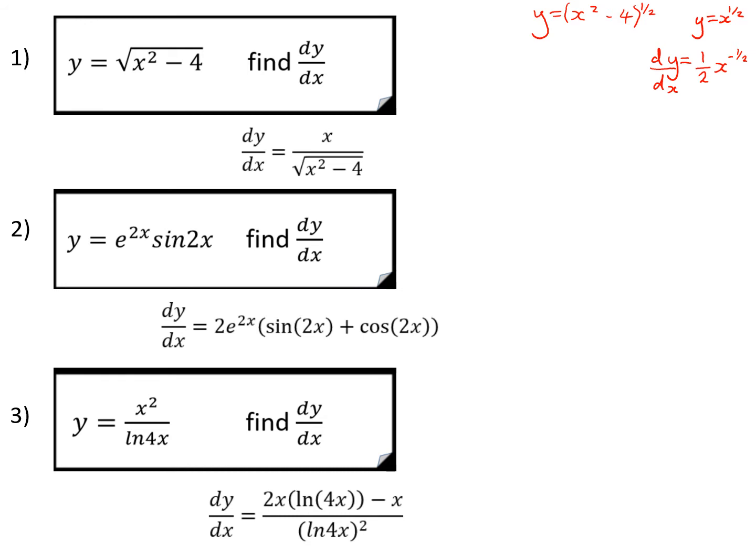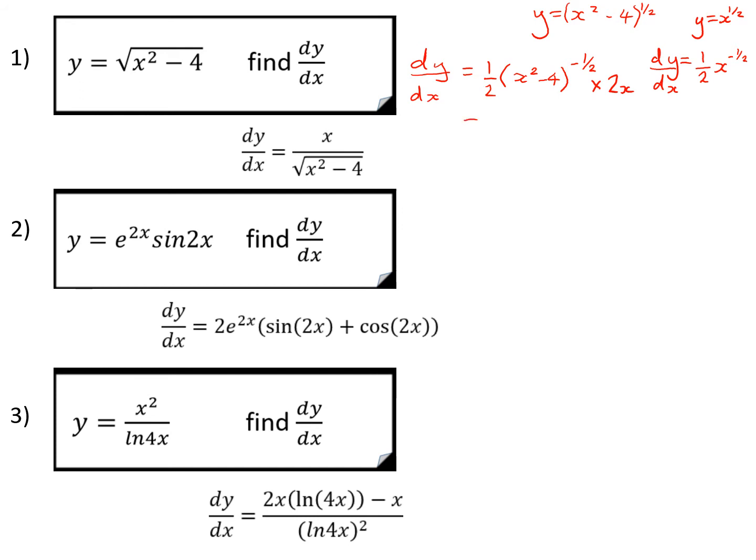So the same idea with this function we start with: bring down the power, keep the brackets the same, and reduce the power by 1. Okay, now we're almost there. However, this stuff inside of the bracket isn't just x. So to account for that, we multiply by the differential of the bracket. When I say the differential of the bracket, I mean literally just differentiate the bracket. X squared minus 4 is differentiated to become 2x.